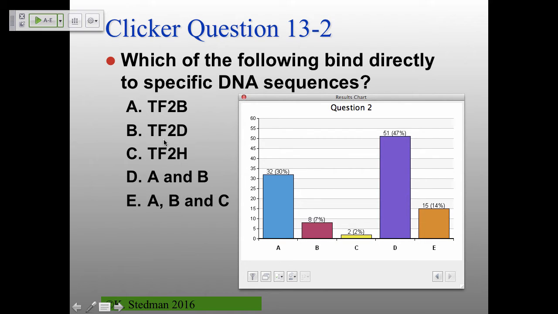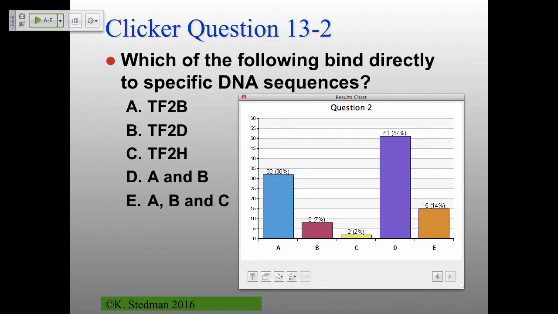Why do people think that TF2D binds specifically to DNA? What does it bind to? It actually doesn't bind to the BRE. TF2D binds to what? Okay, the downstream promoter element, yes, and the initiator, and what else is left? The TATA box. So TBP is part of TF2D. And I would expect you to remember that because I thought we had talked about it a lot last time.